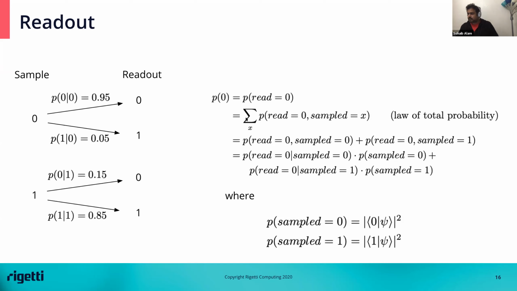Okay, so this particular equation, I hope you guys have seen this before. If you haven't, we can discuss this a little bit. But essentially, for the case of a single qubit, all this means is that, if I write it out in full gory detail, it's something like the probability of my qubit being read out as zero and also sampled as zero, plus the probability that it was read out as zero and that it was sampled as one.